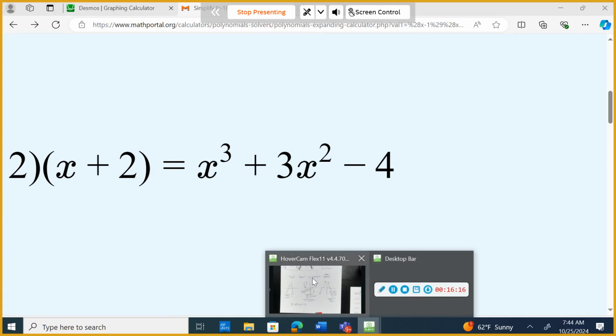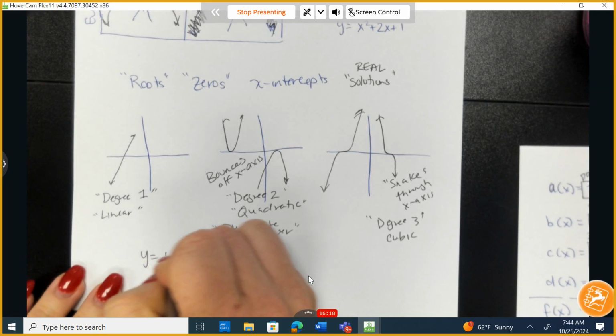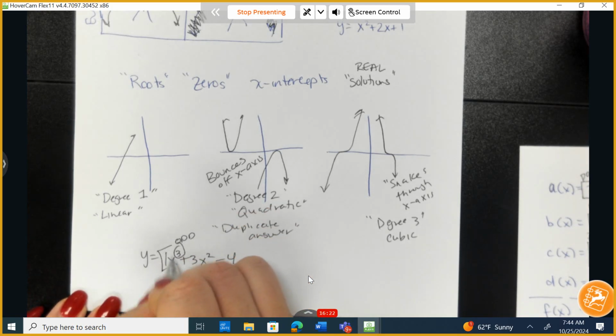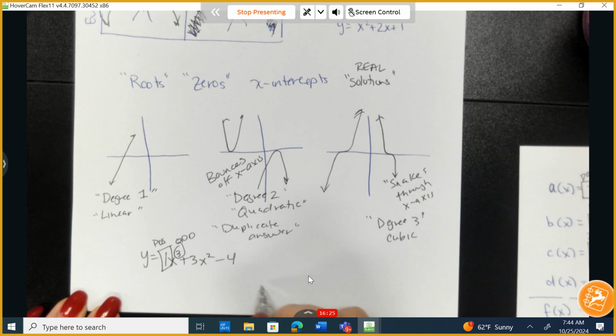Okay, so this is what I have. So this is the equation. So I'm going to come up here. You're welcome to watch, and I'm going to write odd, and I'm going to write positive. Then I'm going to make my graph.